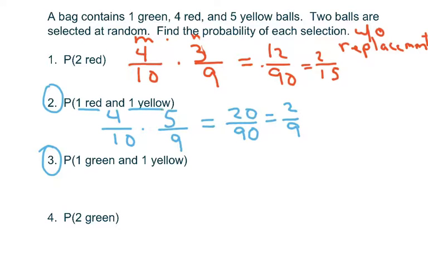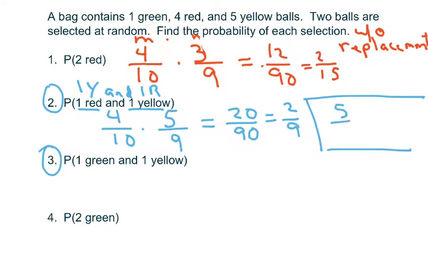We could have picked the one yellow first and then the one red. So that makes it easier probability-wise to get our selection. So what we could have done is the yellow's 5. So 5 over 10 times, how many red do we have? 4 over 9, which still gives us 20 over 90, which is 2 9ths.